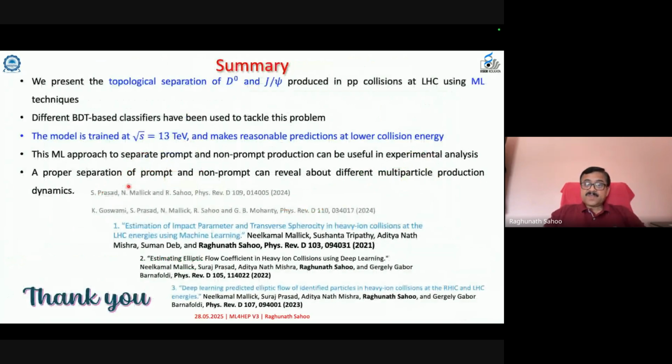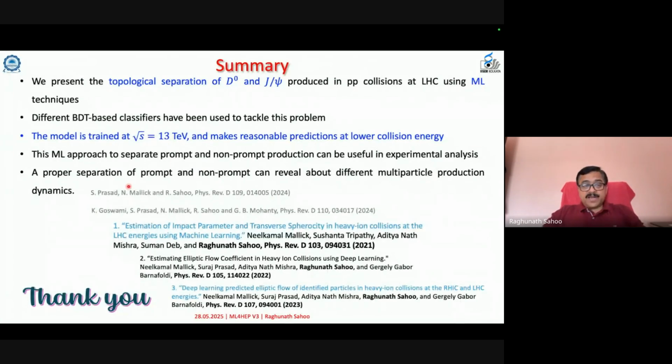So now let me summarize this discussion. What I presented to you is the topological separation of D0 and J/psi produced in pp collisions at LHC using different machine learning models. Before this, I introduced, with the aim of producing quark-gluon plasma in the laboratory, all sorts of basics, so that in subsequent lectures, anywhere you attend a conference, you will be in a position to understand some of the basics if you happen to be a little off the quark-gluon plasma field. Different boosted decision tree based classifiers have been used to tackle this problem.